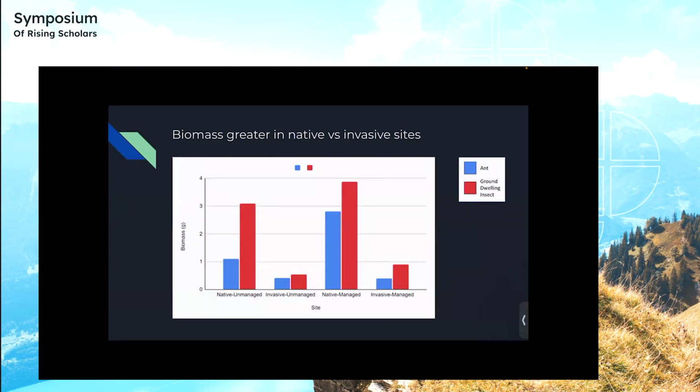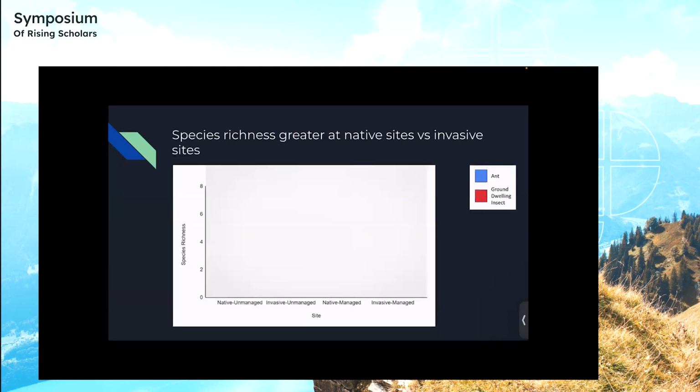You can see that the native and unmanaged site had more ant and ground-dwelling insect biomass than the invasive and unmanaged site. And we see a similar trend again with the managed site. So the native and managed site had more ant and ground-dwelling insect biomass than the invasive and managed site. The general trend we see here, just to sum it all up, is the native sites had more biomass than the invasive sites. Then I'm going to do the same thing again with this next graph.